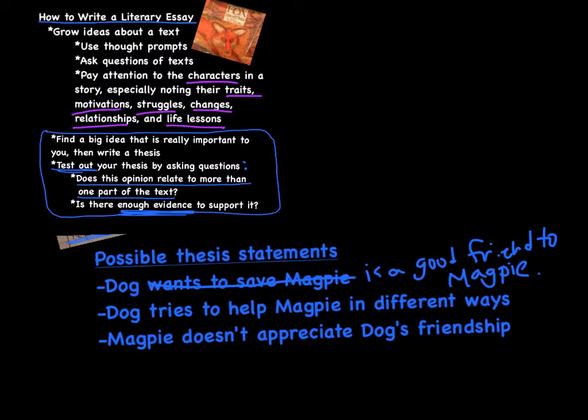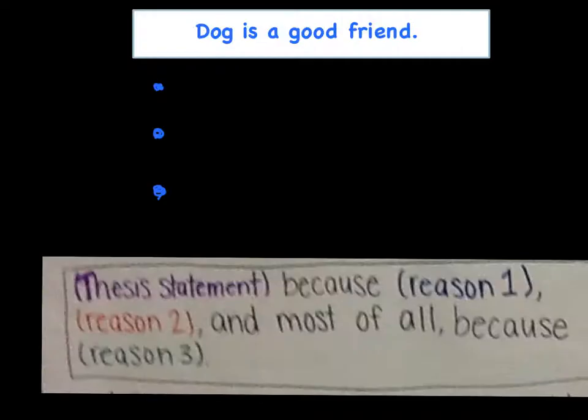I think I could change this even more to be just a little more general and just say Dog is a good friend. Because we know not only is he a good friend to Magpie, we have another character that comes in, and he could also show that he's a good friend to Fox. So writers, as we all know from our last essay unit, in order to write a solid thesis, we need our evidence to support it, or our reasons. So here is our reminder. We write our thesis like this. Thesis statement, so Dog is a good friend because reason 1, reason 2, and most of all, because reason 3.